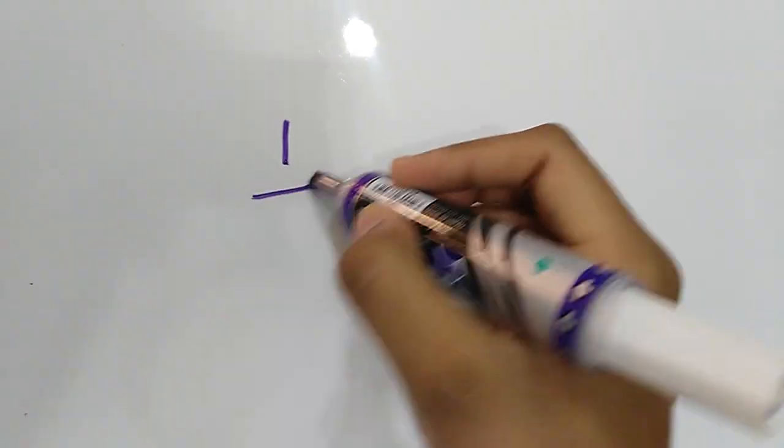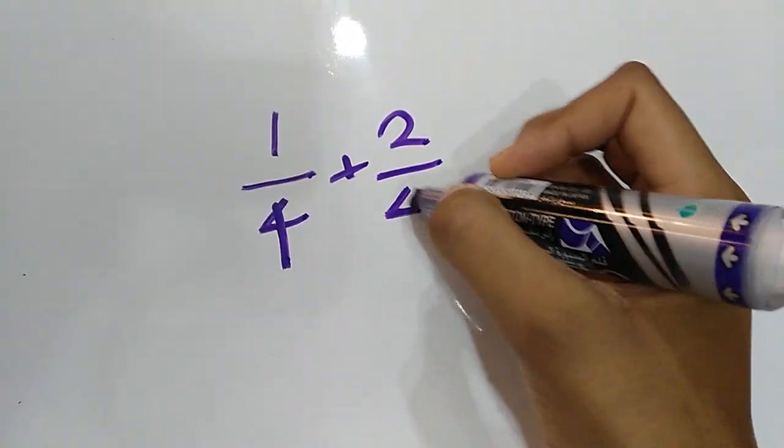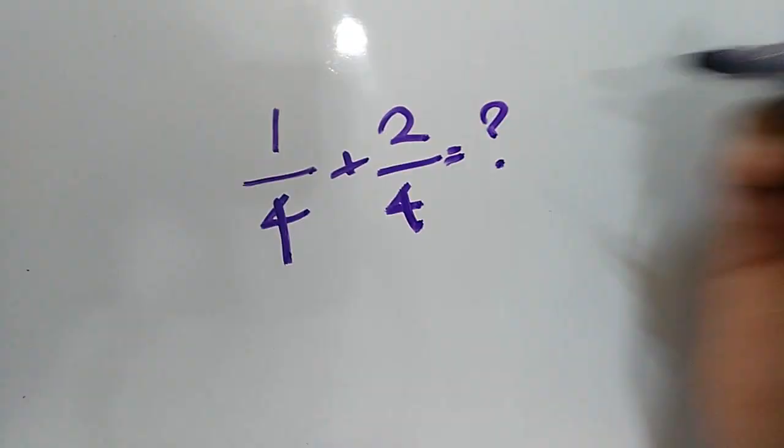Multiplying and dividing fractions are simple enough, but what about adding or subtracting fractions? Well, that's where it gets a little bit more tricky. Say, for example, we have this equation, 1/4 plus 2/4. How do I solve that?